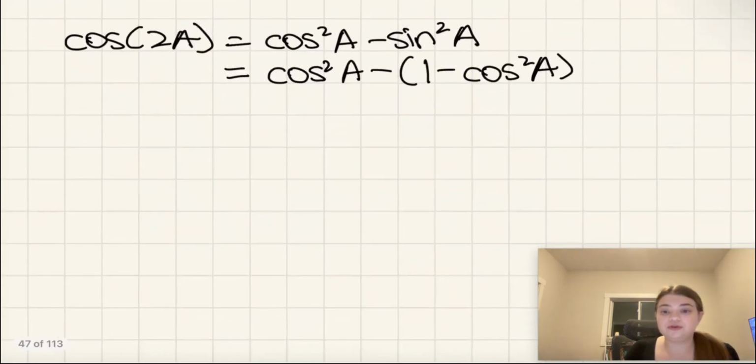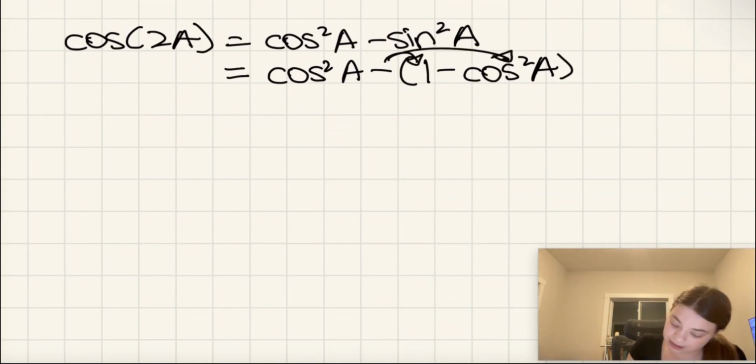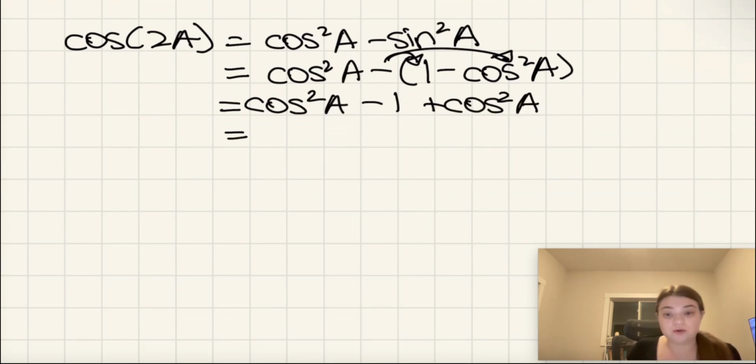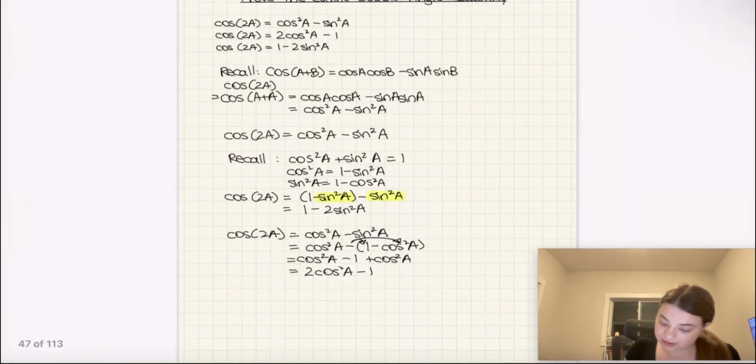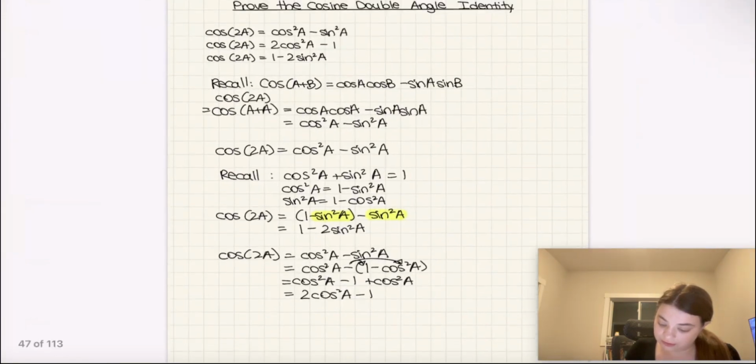Then I'm going to use the distributive property to distribute the negative through. If I do that, I'm going to end up with cos squared A minus 1 plus cos squared A. Then when we add up the cos squared A's, we get 2 cos squared A minus 1. So there we go. We've now proven all three of those, which is really good.